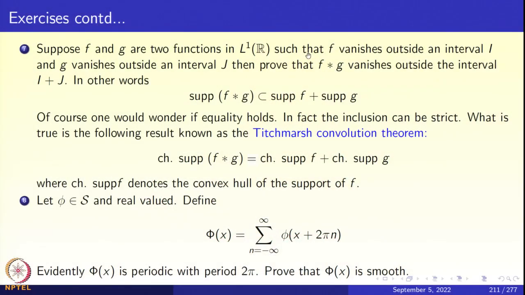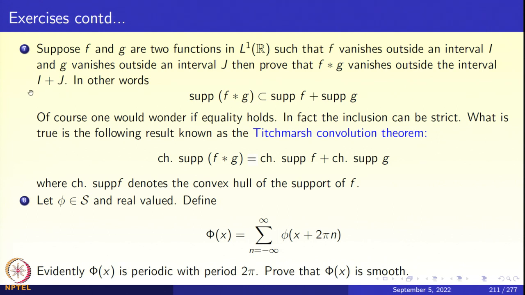Next is the Titchmarsh convolution theorem. Suppose f and g are two functions in L1 and assume that f vanishes outside an interval I and g vanishes outside an interval J. Then you have to show that the convolution f star g vanishes outside the interval I plus J.